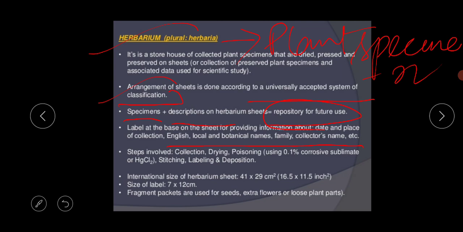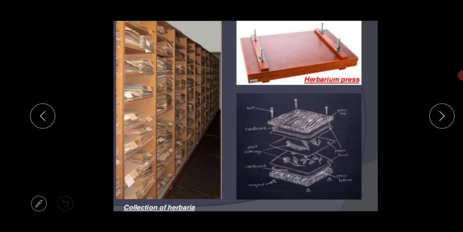Okay. So for this collection, first we have to collect the plant material, then we have to dry it, then poisoning using 0.1% corrosive sublimate of HgCl2, then labeling and deposition. The international size of herbarium sheet is 41 into 29 centimeter square. Next, size of label is 7 into 12 centimeter, and next fragment packets are used for seeds, extra flowers or loose plant parts. So these are the basic things of the herbarium.